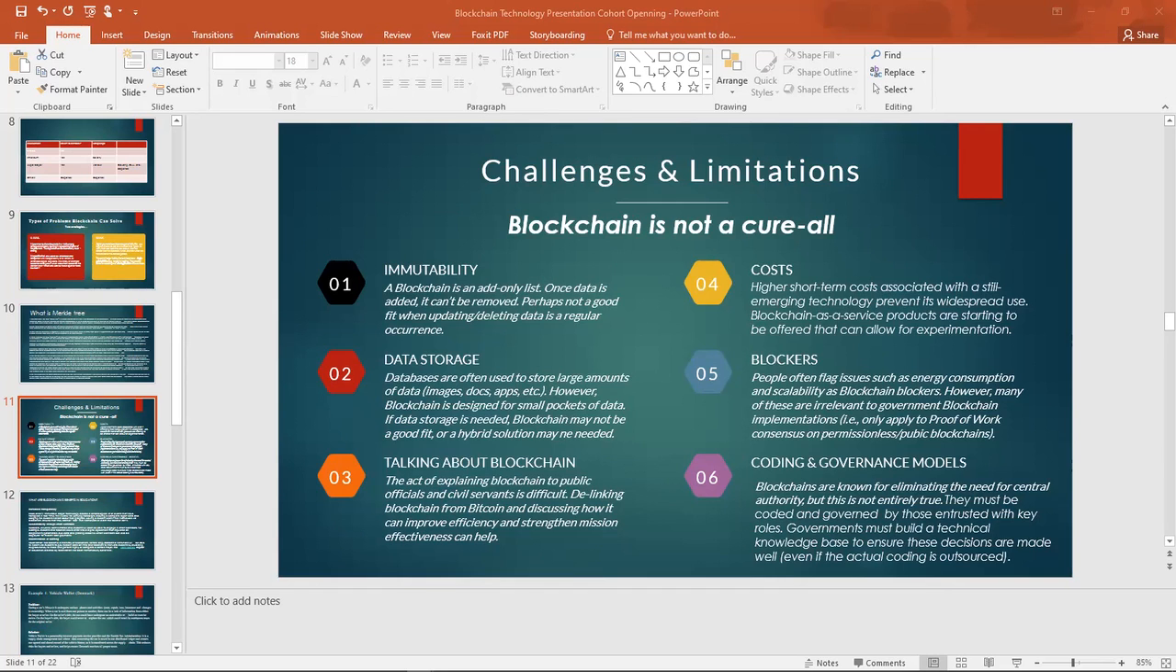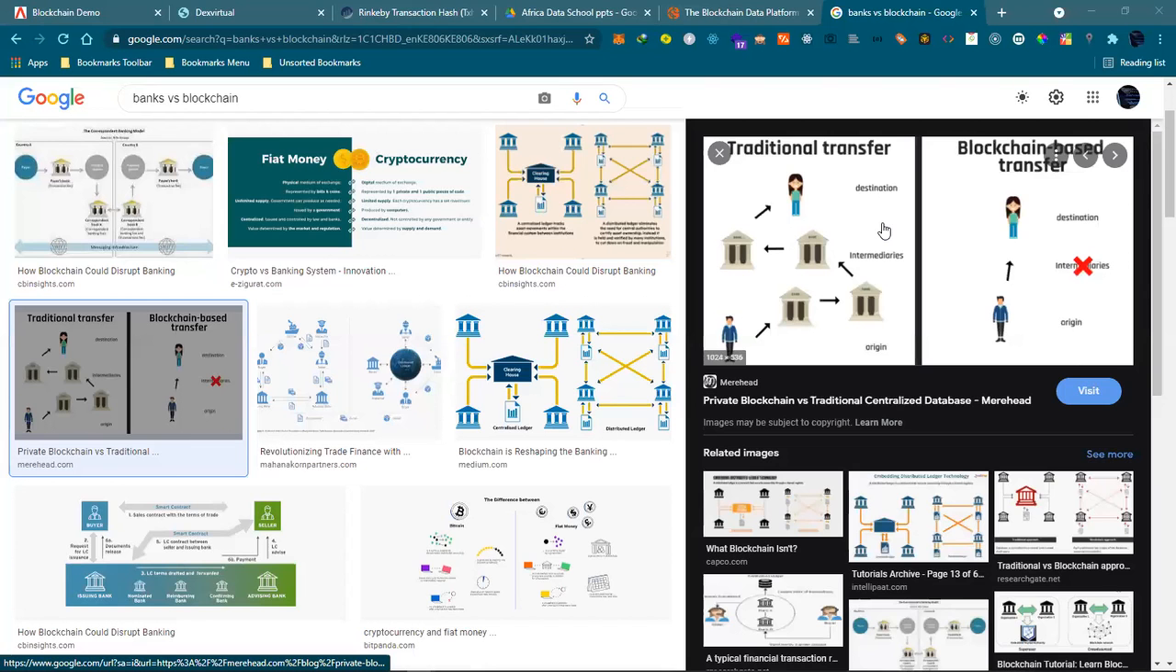Hello, hello. We can only see the slide. Okay, let me share that image again. Can you see the image now? Yes. Okay.